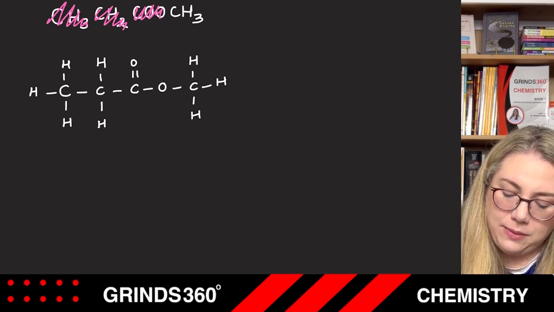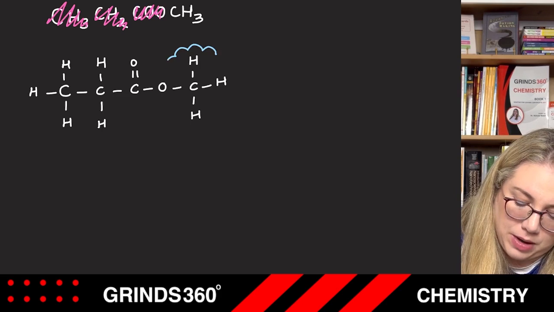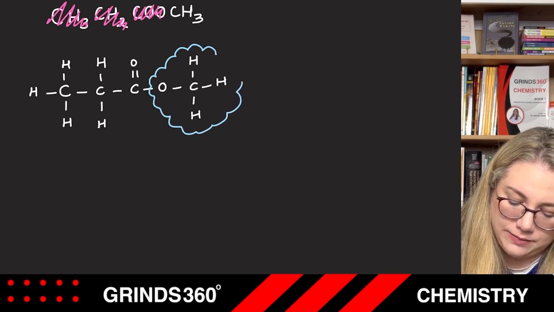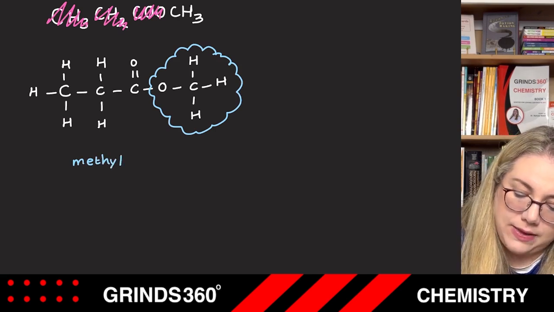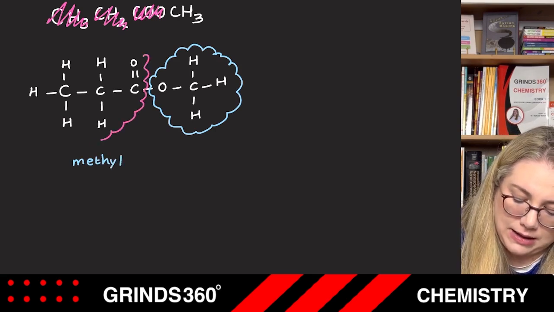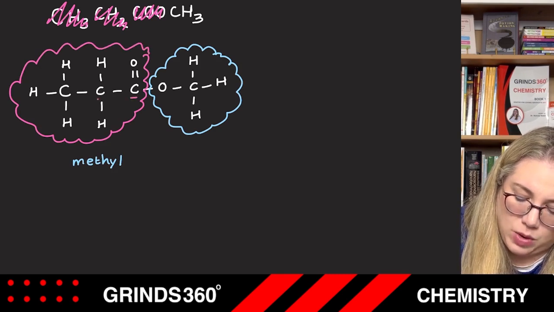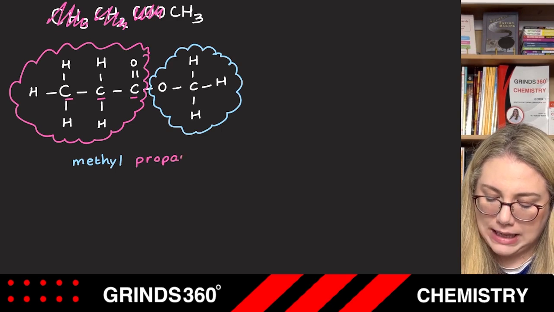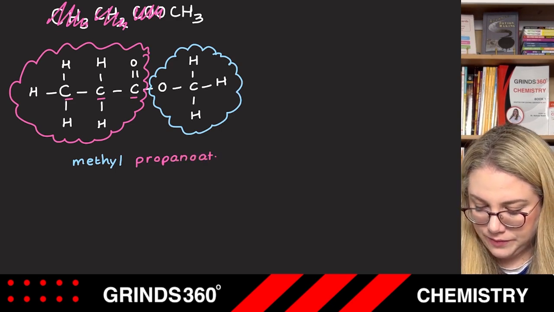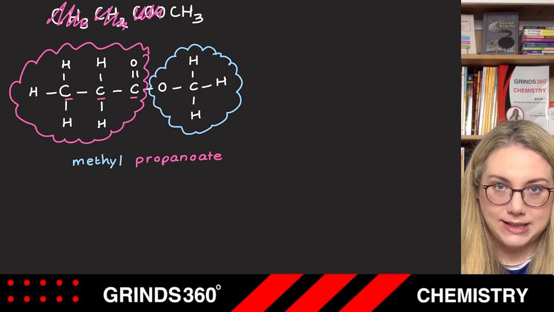Now, if I was naming this ester isomer, this is the part that came from the alcohol. So when you're naming it, the alcohol part comes first, it's methyl. And then when you're naming the rest of it, it comes from the carboxylic acid, which is this bit here. And we have 1, 2, 3 carbons. It's propanoate. Now, that is that particular ester isomer.